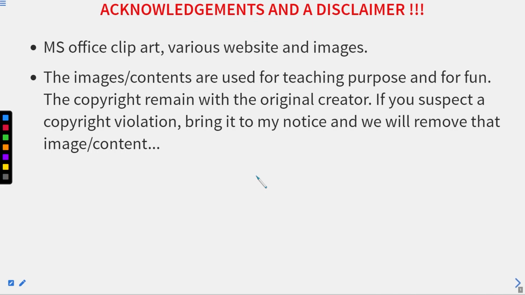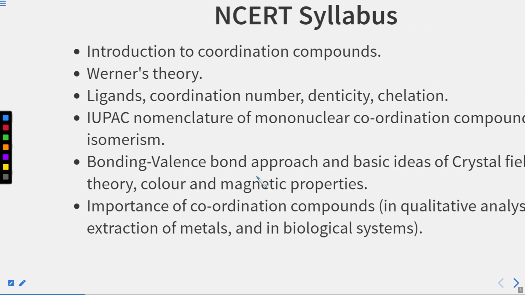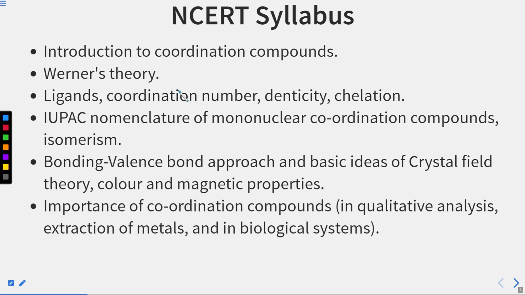So we have started the chapter coordination compounds and we have done two lectures on it. In the first, we saw Werner's theory, and in the second, we saw the coordination sphere and the terminologies related to a coordination entity. So in Werner's theory, the most important thing was the valency. A metal can have two types of valency in a complex: first is primary valency, and second is secondary valency.